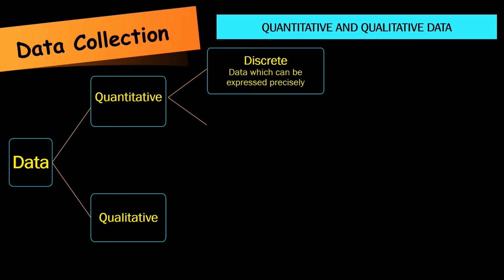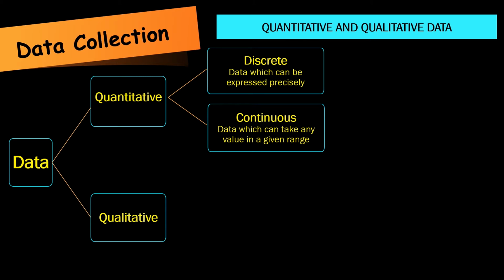either discrete data, in other words, data which can be expressed precisely, such as number of hats, number of people in a room, etc. Or continuous data. This is data which can take any value in a given range. So we can take examples such as height and weight, etc.